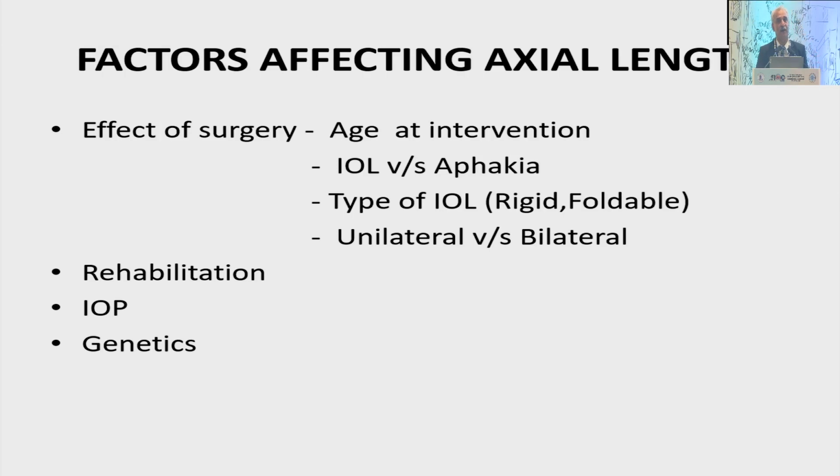Unilateral versus bilateral is a big issue because unilateral surgeries you do at an early age, and if you don't give them glasses and occlusion treatment, they might grow much more than the other eye and may become longer than the other eye. So rehabilitation, which Aishwarya said, is very important.